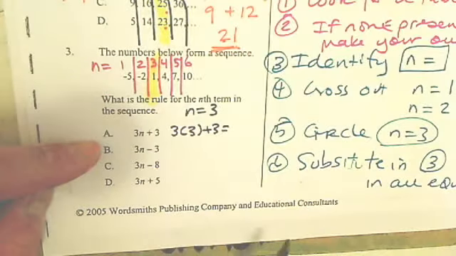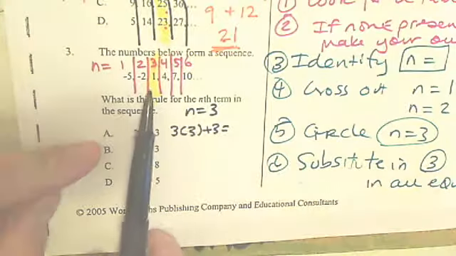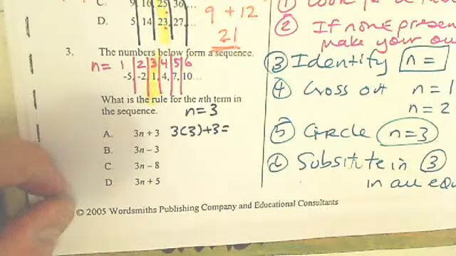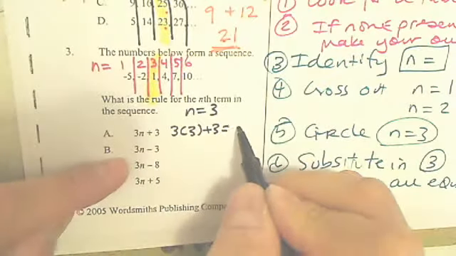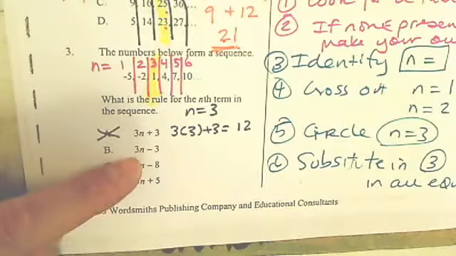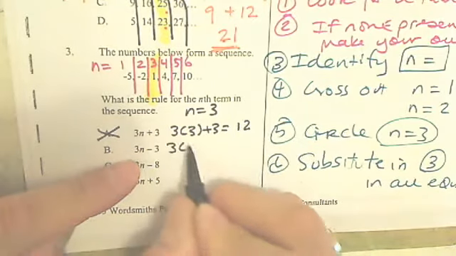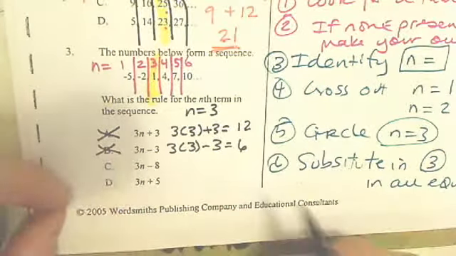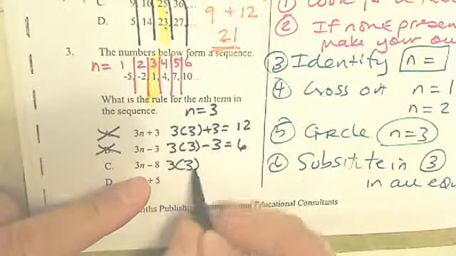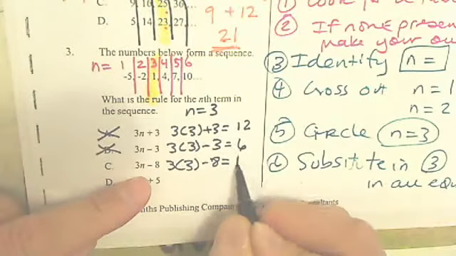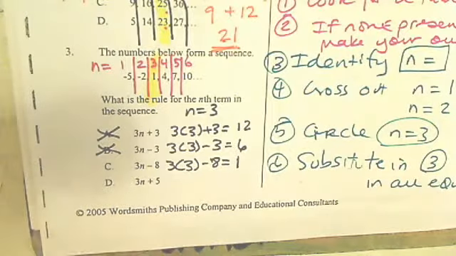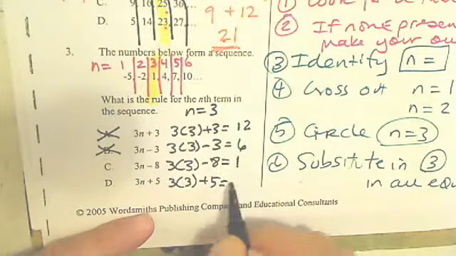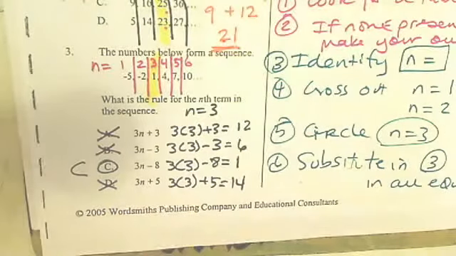What result do I need to get? I need to get 1. If I put in 3, I need to get out 1. So this one is going to be 12. This is not A. 3 times 3 minus 3. That's 6. Deal with it. 3 times 3 minus 8. 1. Let's make sure that D is not correct, just to be positive here. Nope, that's 14. Answer must be C.